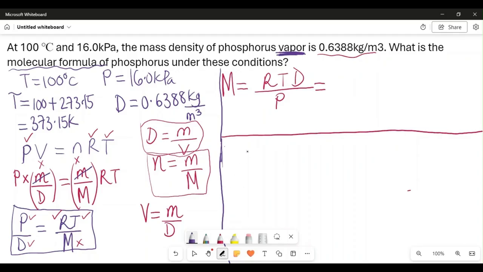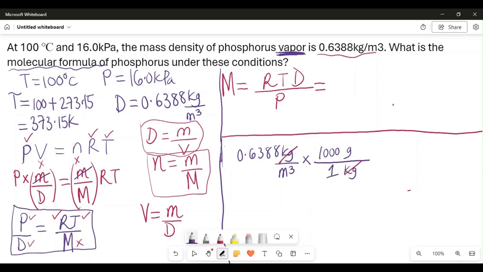So we're going to use dimensional analysis. We're going to have 0.6388 kilogram per meter cubed times, okay, kilogram at the bottom and gram at the top. So we know that 1000 gram gives us 1 kilogram. So we can easily cancel out the kilogram and we have gram.